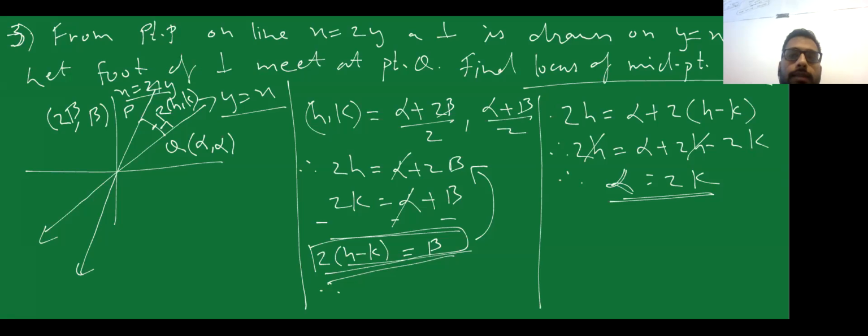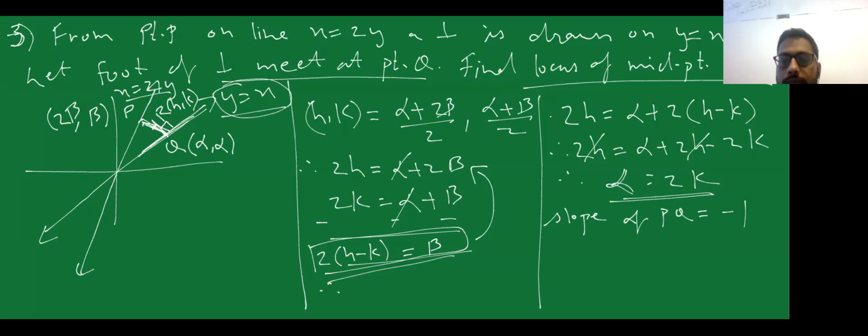What else is given to us? It is given that the foot of perpendicular meets at point Q. So this line PQ is perpendicular to this line y is equal to x. And if two lines are perpendicular, their slopes are going to be negative reciprocals. M1 into M2 is equal to minus 1. Y is equal to x, slope of this is equal to 1. So what would be the slope of line PQ? It would be minus 1. Therefore, the slope of line PQ is equal to minus 1.